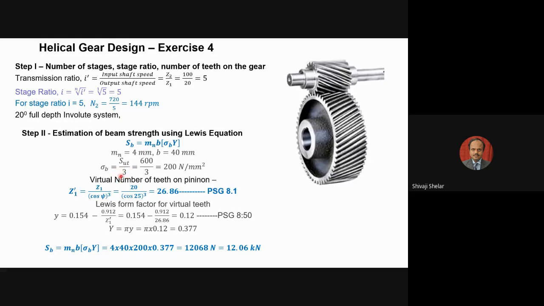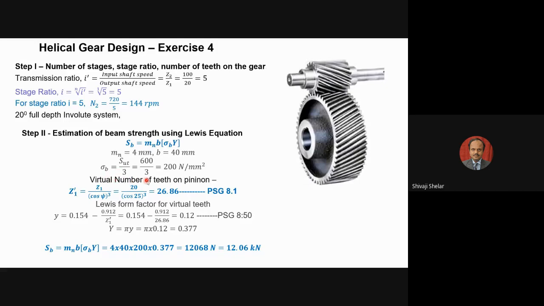Normally you can take this value down to 2, but it is preferably selected as 1/3, that is 3 as a factor of safety or 2.5 as a factor of safety. So from this we get the maximum permissible bending stress, equal to 200 Newton per millimeter square. Since we are analyzing the helical gear, the Y value needs to be calculated for the virtual number of teeth on the pinion.